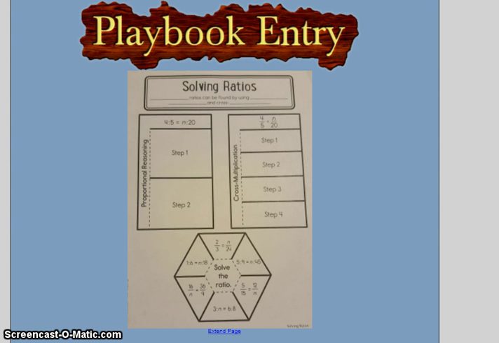Here's what your playbook entry should look like. I need you to take a moment to make sure that this is actually what you have on your desk. If you do not have this on your desk, you need to stop, raise your hand, and wait for me to come over with a copy.